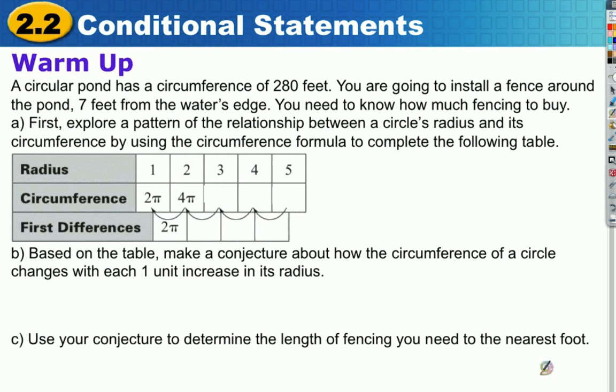Let's see how we did. Remember the sign outside my door. This warm-up is an example of my expectations for where your brain should be when you walk in my room. So let's see how we did.